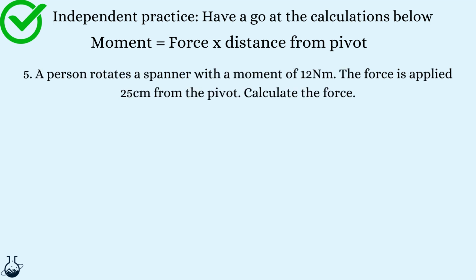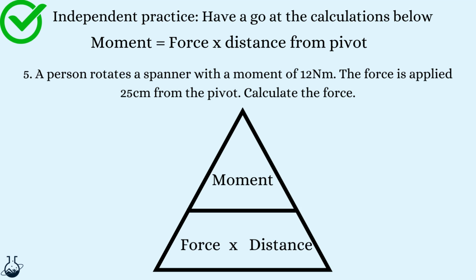Last question. A person rotates a spanner with a moment of 12 Newton meters. The force is applied 25 centimeters from the pivot. Calculate the force. Now here, we'll need to use some math skills to complete an additional step. You may have seen triangles like this. So far, we've been calculating moments, which is force times distance.